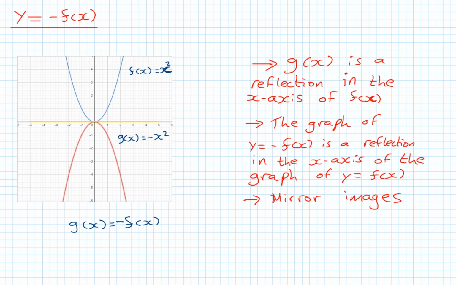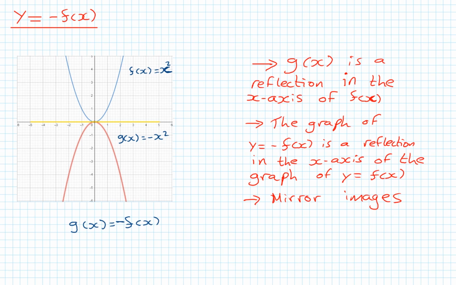So moving on, now we're looking at the graph of y equals minus f of x. We said f of x is x squared, so we're sticking to that. But in this case, we have a g of x which is equal to the negative of the function. That causes a mirror image, a reflection in the x-axis. So g of x is a reflection in the x-axis of f of x, or a more standardized way of saying it is that the graph of minus f of x is a reflection in the x-axis of the graph of y equals f of x.